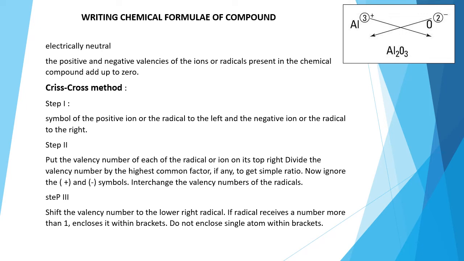Then step 3. Shift the valency numbers to the lower right of the ion or the radical. If the radical receives a number more than 1, then enclose it within brackets. Do not enclose a single atom within brackets.